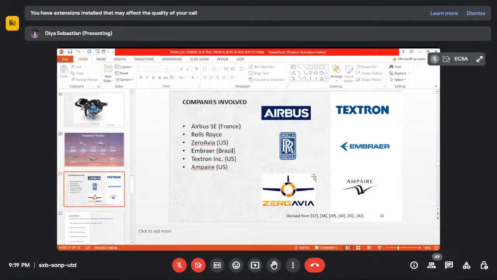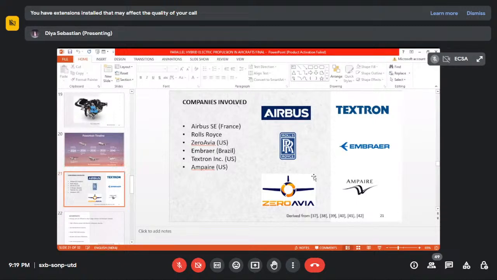Airbus, Rolls-Royce, and Siemens joined together to form the E-Fan X aircraft, and work is still going on. Then ZeroAvia has put forward its aircraft called ZA600, which has 10 to 20 seats and is expected to be released by 2025.